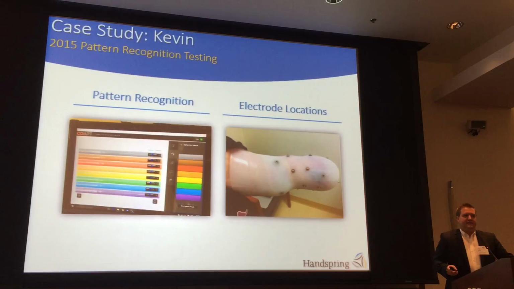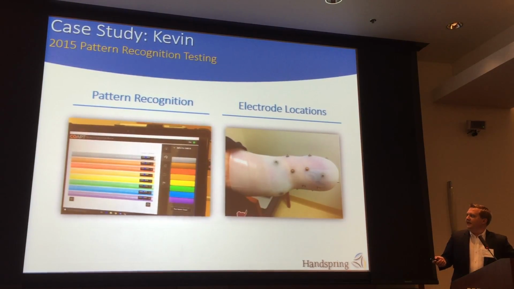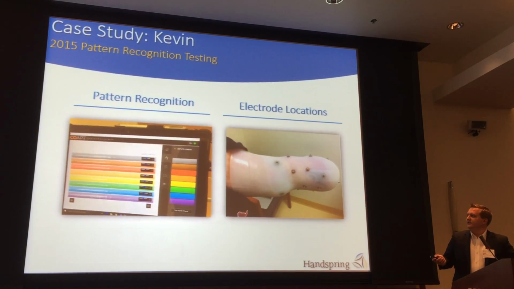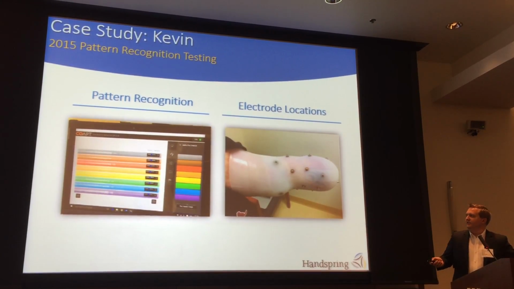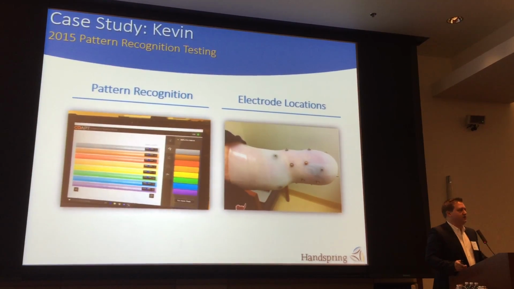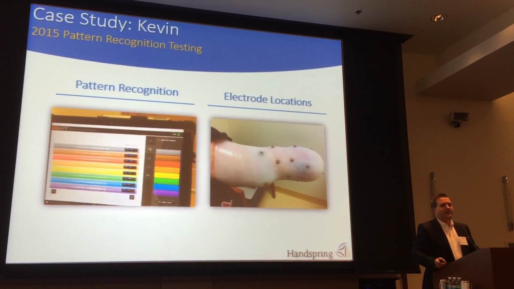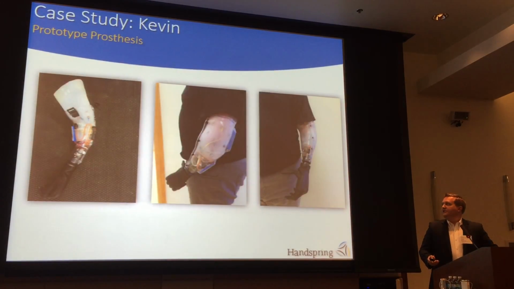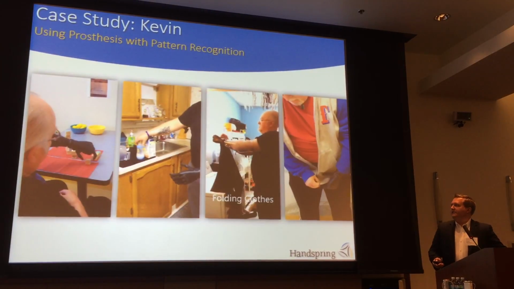So then we decided to test him with pattern recognition. You can see again here now. Now he's being asked to open and close, and you can see we're actually getting quite a good distribution of signals, and he was able to control 2 degrees of freedom using the co-op system, the wrist rotator, and the hand open and close. So Kevin was fit with a prototype prosthesis and given the opportunity to take that home.